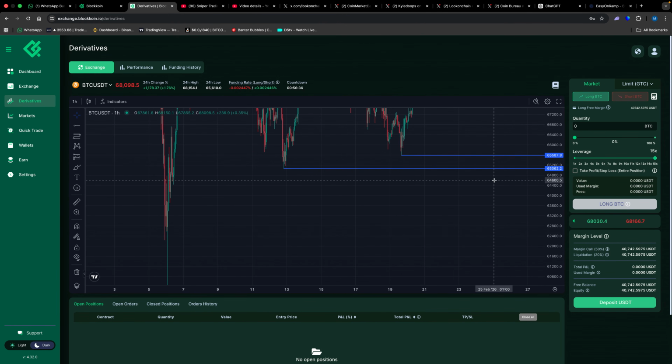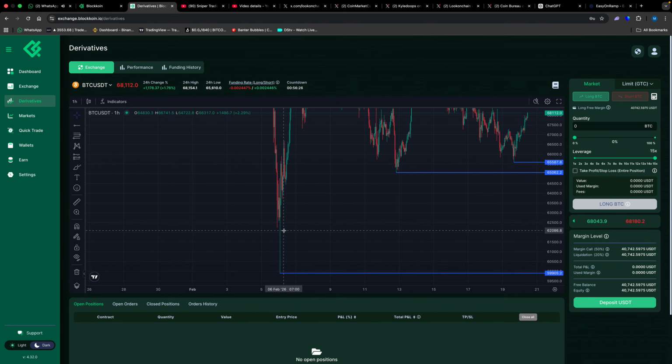Support is not a single exact number, but it is an area where buyers showed interest, meaning when price was pushing down, buyers were pushing and showing interest, which pushed price up.